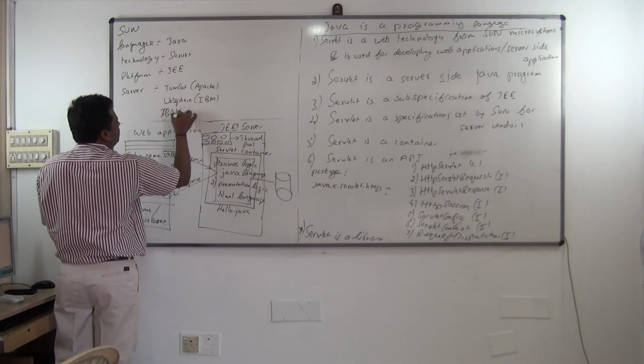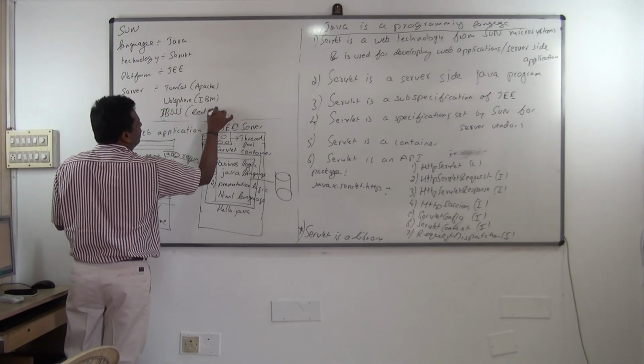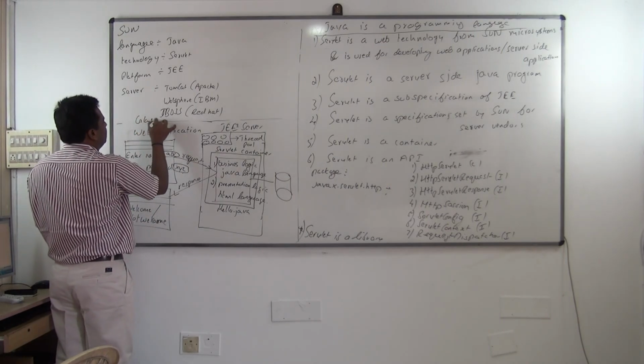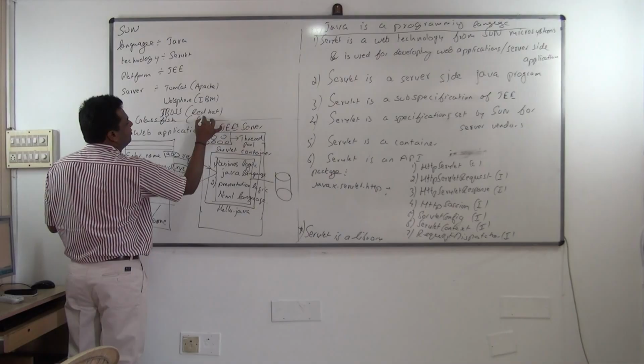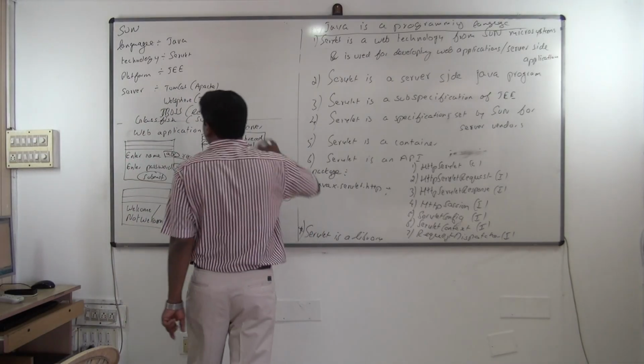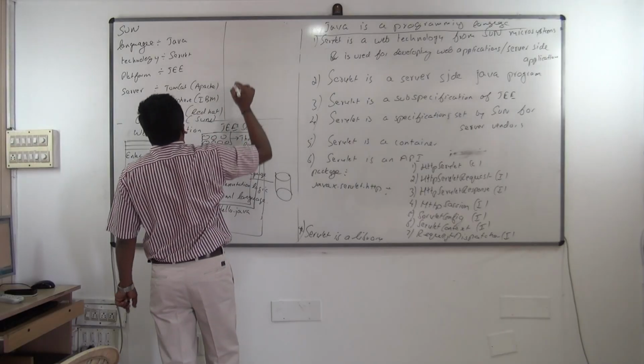JBoss is one more server which comes from Red Hat. Plenty are there, man. I'm just listing a few. One more is there, Glassfish, which comes from Sun company only. So many vendors are there. You can choose anyone. Now the same support, let's see how you get from Microsoft people.